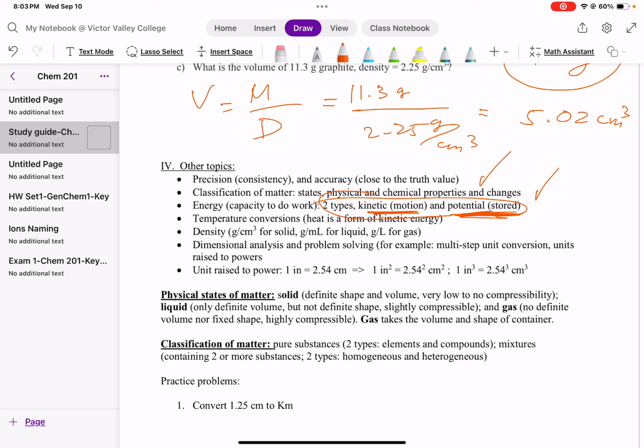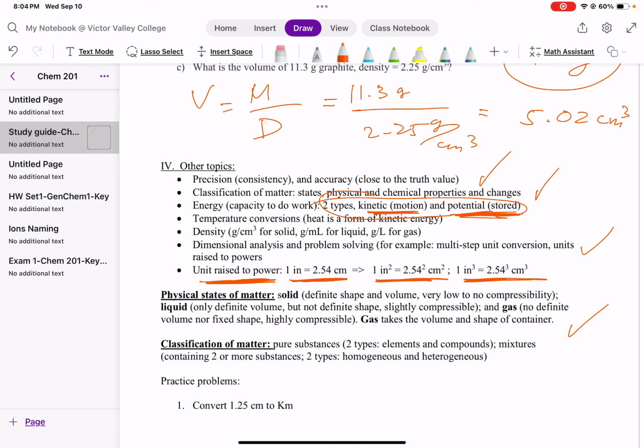Okay. Temperature conversions, we talked about that. Density. Dimensional analysis means multi-step conversions. You can go from kilometers to micrometers, okay, something big all the way to something small. Unit raised to a power, pay attention, this one is important. 1 inch is 2.54 centimeters. So if you square, you have to square everything. 2.54 squared as well. Cubed, 2.54 cubed as well.